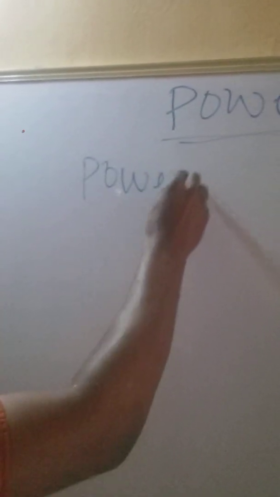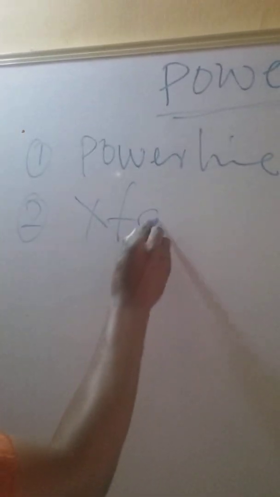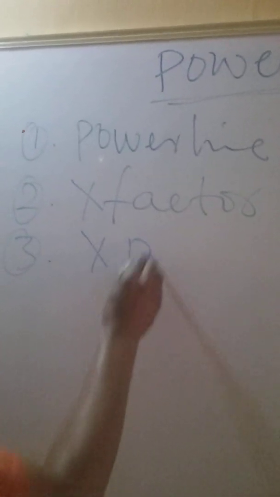Now, without wasting time, the Power of Two is divided into three categories. Category 1 is the power line. Then 2 is the X factor. Then 3 is the X prime.